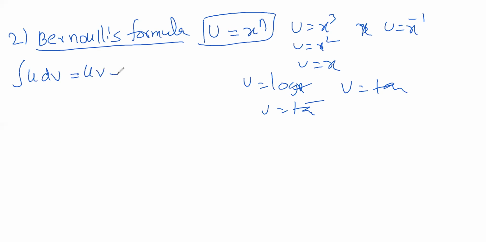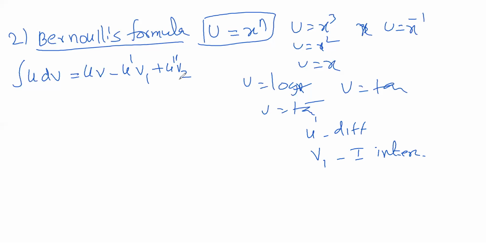In this, you'll have alternating plus and minus: first term plus, second term minus, minus u dash v1. U dash is the first differentiation of u, and v1 is the first integration of v. Then plus u double dash v2, where u double dash is the second differentiation and v2 is the second integration.